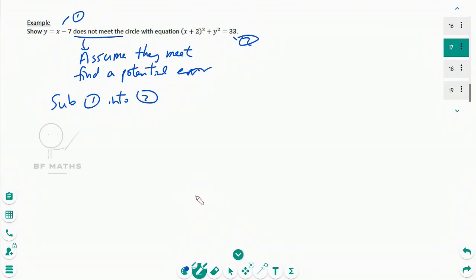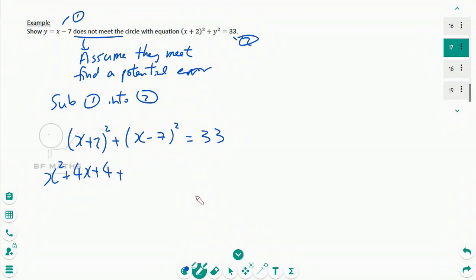So y equals x minus 7, we'll substitute into that. So x plus 2 squared plus y, so x minus 7 squared equals 33. Using a shortcut for double bracket, x squared, 2 times x times 2, 4x, 2 squared is 4. Next one, x squared, 2 times x times 7, minus 14x, 7 squared, 49, equals 33. Rewrite that a bit neater, put everything on one side and make it quadratic. You should get x squared, right, minus 5x plus 10.